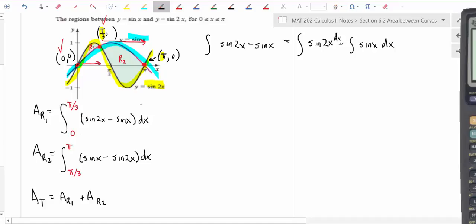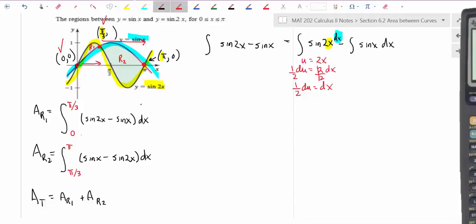Okay, this one requires u substitution. So I'm going to let u be 2x. That means that du is equal to 2 dx. What we want is for dx to be by itself, so I'm going to divide by 2. The substitution I can use is 1/2 du is equal to dx. So I can do that u substitution then.